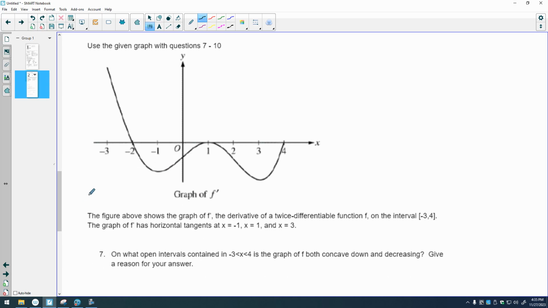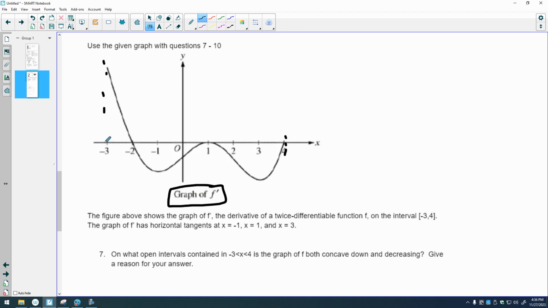Questions 7 through 10. Super important graph. And unfortunately, this is where a lot of us struggled. So we definitely need to talk through this one. First thing, what is this a graph of? Graph of f prime. Okay, super important to know, what am I looking at? Okay, so the graph above shows f prime. It is twice differentiable, simply meaning I can take the derivative of every point on this graph. Next thing, it is going to end at -3 and at 4.